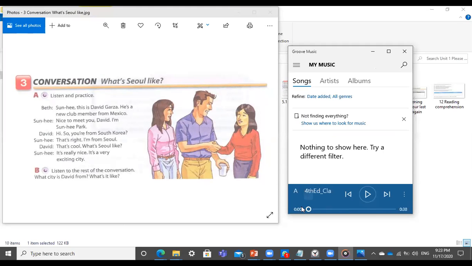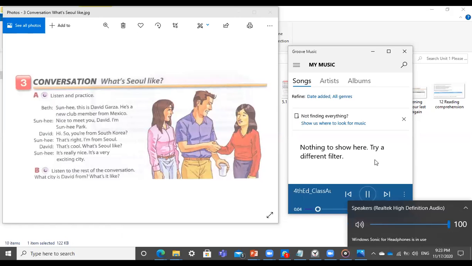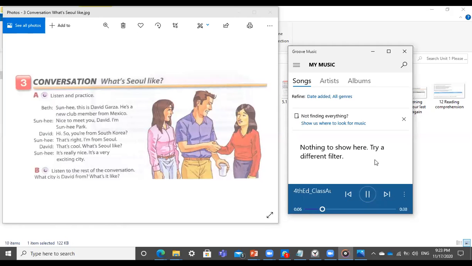Here we go now. Page 3, exercise 3, conversation. What's Seoul like? Part A, listen and practice.